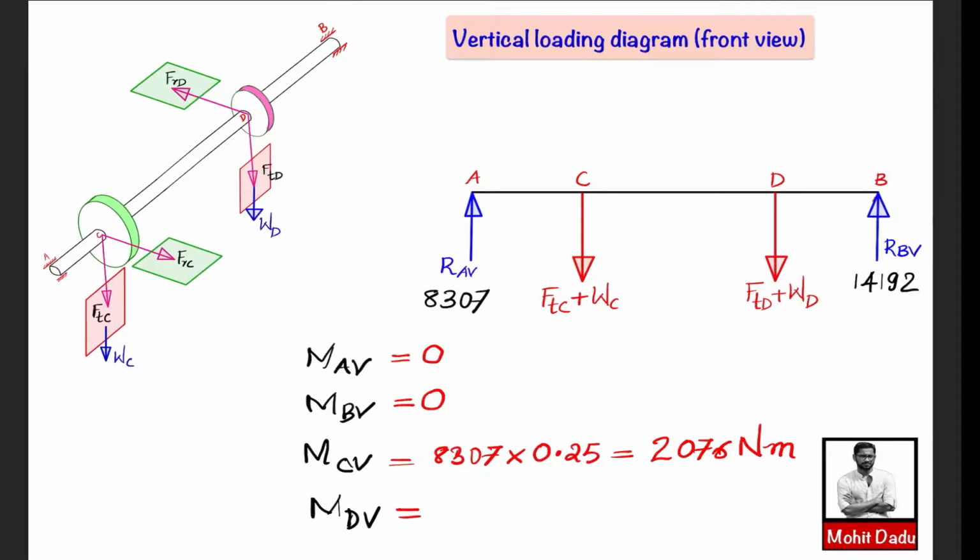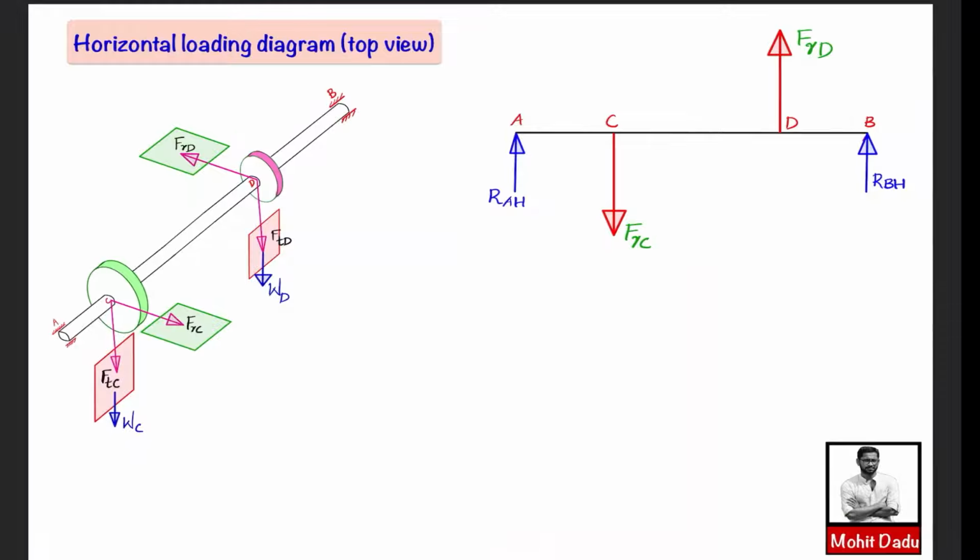And similarly, you can calculate the bending moment MDV. Then you will be getting this value as 5677 Newton meter. So this is the net bending moment at positions C and D for the vertical loading diagram. Similarly, you will be seeing the horizontal loading diagram. In the horizontal loading diagram, you have to take only the external forces which are lying in the horizontal plane. So here at C, FRC is the force lying in the horizontal plane, acting in this direction, and at D, FRD is the one acting in the opposite direction, lying in the horizontal plane.